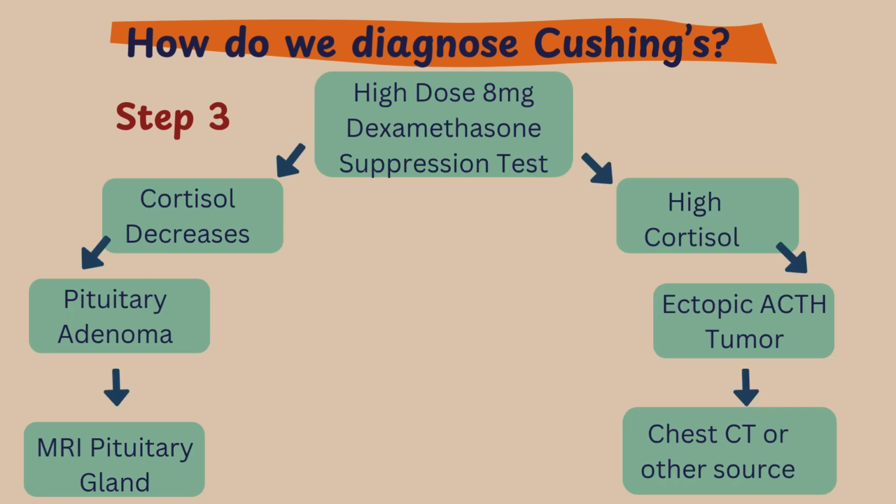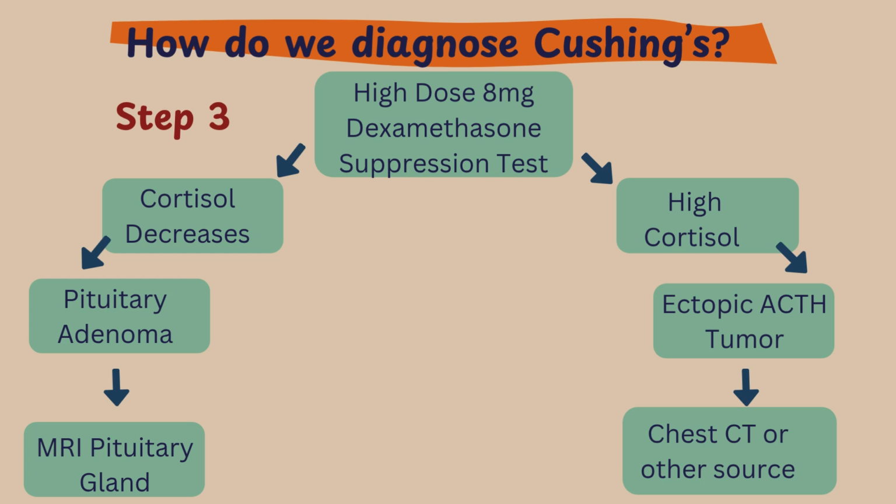And the next test is a high-dose dexamethasone suppression test. In this test, we give 8 milligrams of dexamethasone, and this helps to differentiate between pituitary or our ectopic tumor. If cortisol levels decrease, it suggests a pituitary source, because high enough levels of steroid given to a patient should suppress the pituitary from producing ACTH, and in turn from cortisol being elevated.